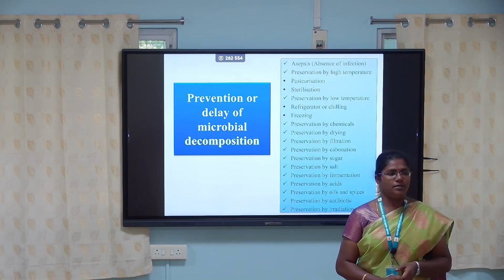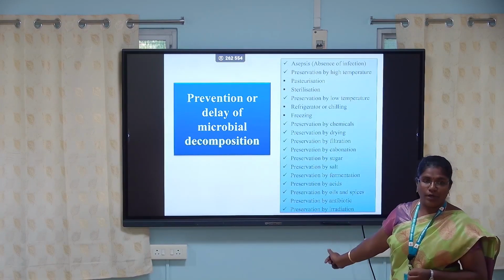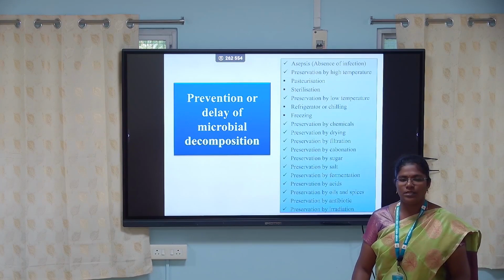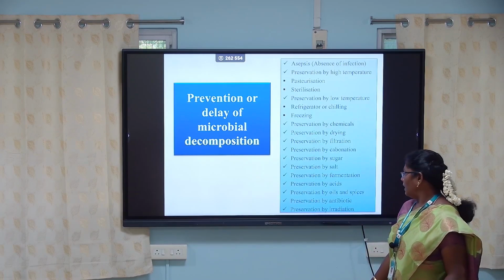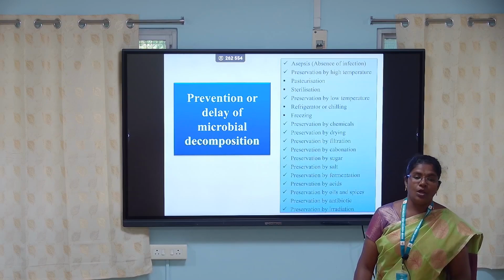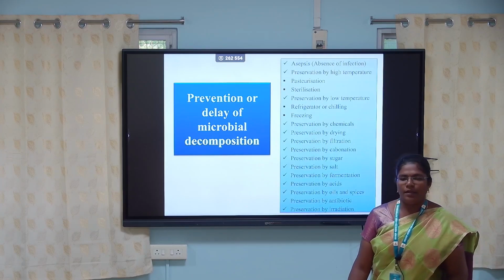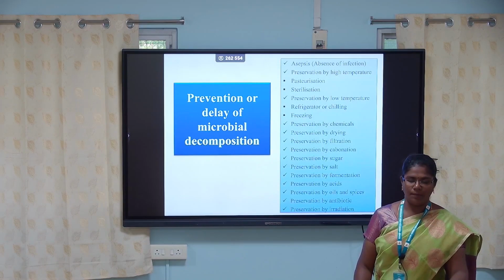Preservation by antibiotics. Microbial activity is destroyed by antibiotics. Preservation by antioxidants is also an important technique to increase the shelf life of the product. Next, finally, preservation by irradiation, where we use gamma rays to stop the sprouting or ripening of the fruits and other products.